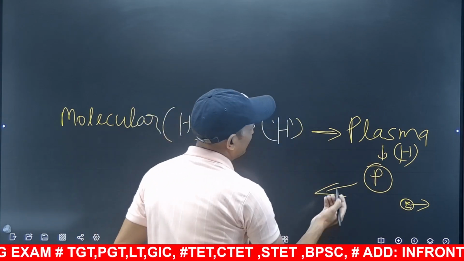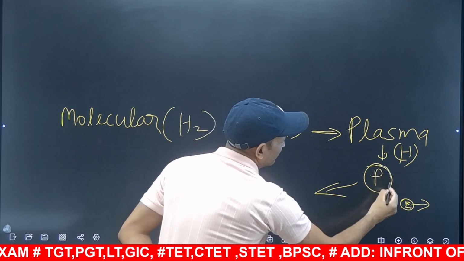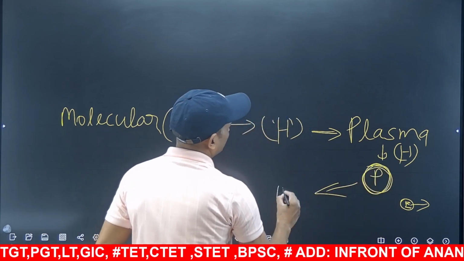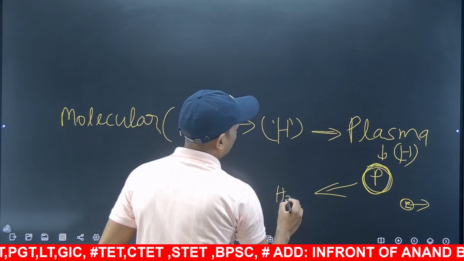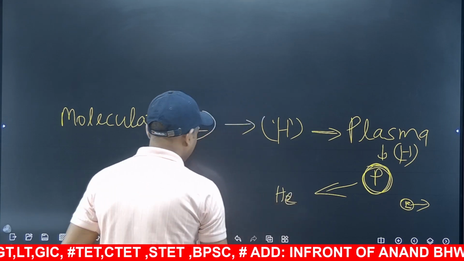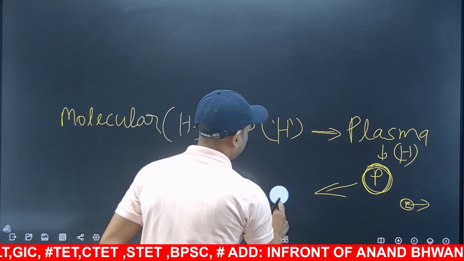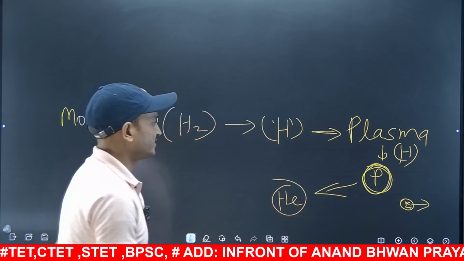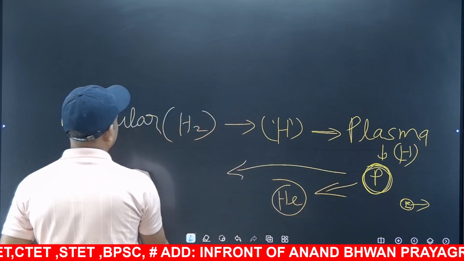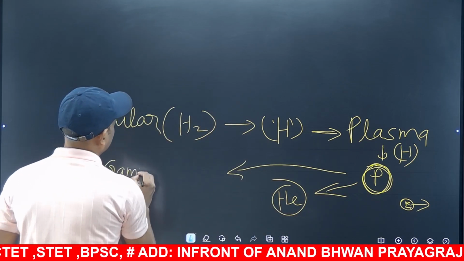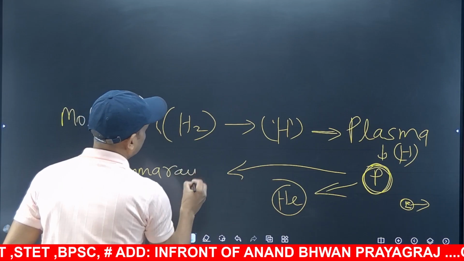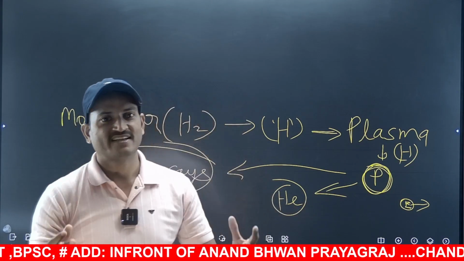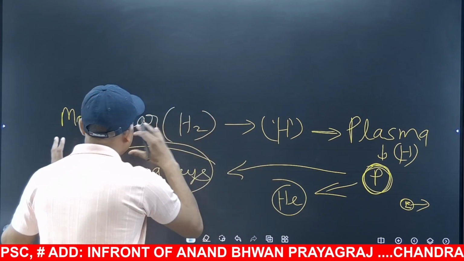And in the plasma state of matter, protons, or we can say nuclei of hydrogen, fuse together to form helium. And in this process, tremendous energy is released in the form of gamma rays. And finally we get the heat and the light from the sun. So that is the entire process.